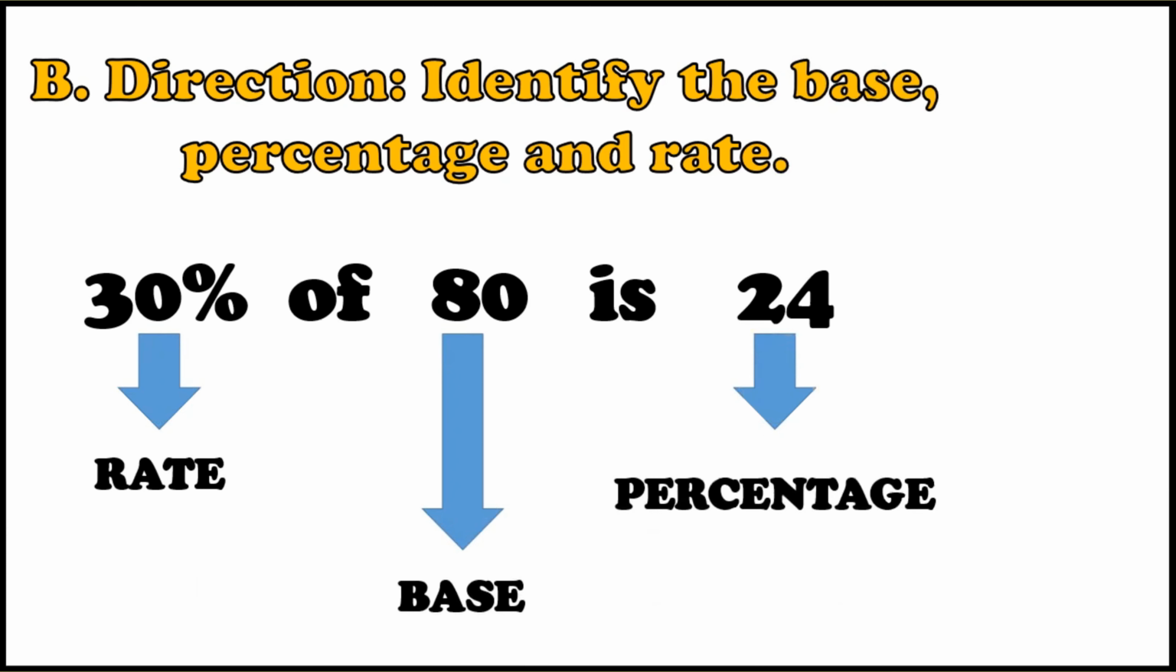So, kumbaga, class, kung bibili tayo ng damit, yung damit ay 80 pesos, yung rate natin is 30%. So, magkakaroon tayo ng discount ng 30% out of 80 na price. So, yung 24, class, yun yung na-less natin doon sa discount sa 80 na price ng t-shirt.